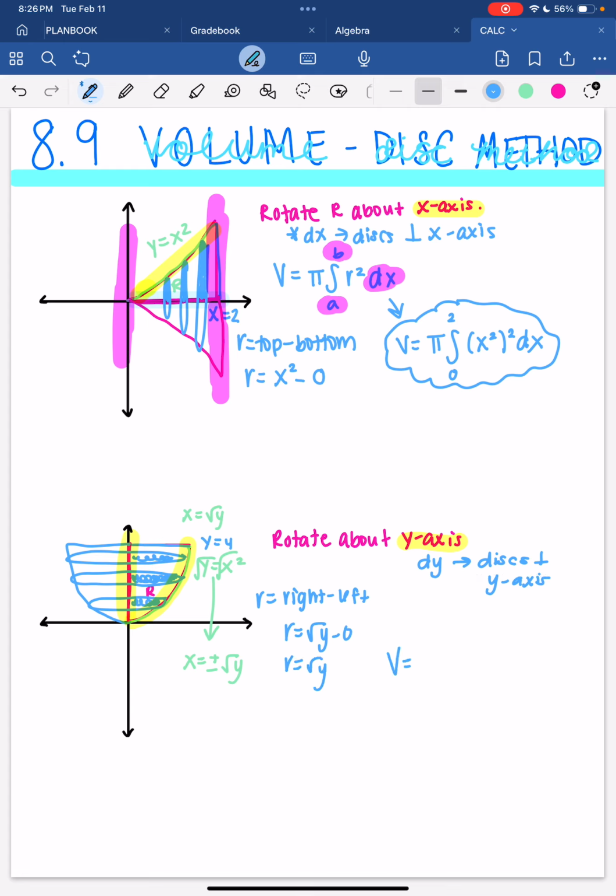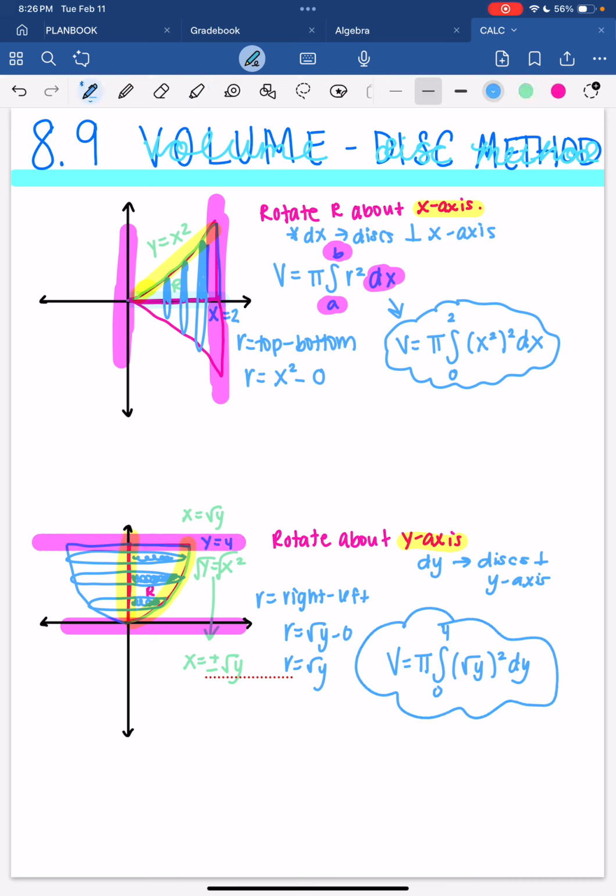All right, let's plug it into the formula, pi radius squared. Now, a to b need to be y values because we're integrating with respect to y. So remember, let's make our sandwich, the lowest y value to the highest y value. So that's going to be 0 to 4. Type it in your calculator or integrate it by hand. That's it.